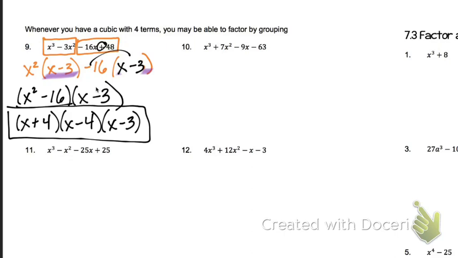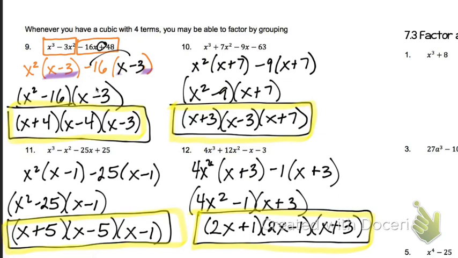Okay, try 10, 11, and 12. Okay, so for all of these, you were able to take the squared term a step further.